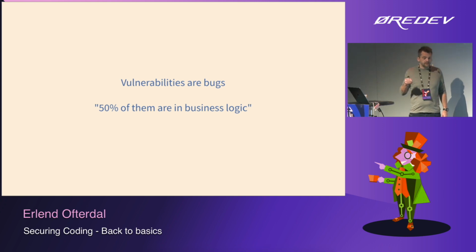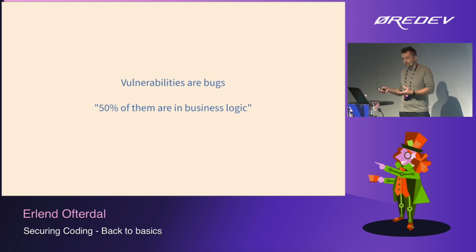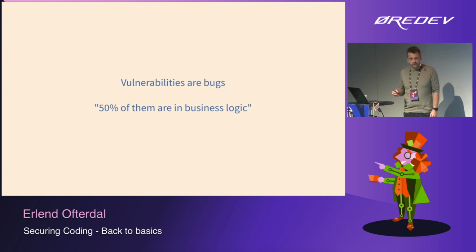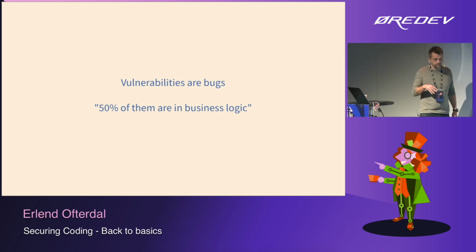The reason why that's important is that a code scanner can only find generic stuff. It doesn't know about the domain that we're working in. It doesn't know about our business. So it can't find certain types of bugs, and it's up to us to fix that.